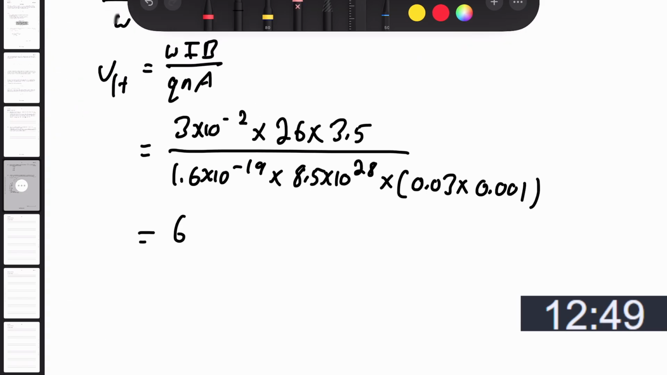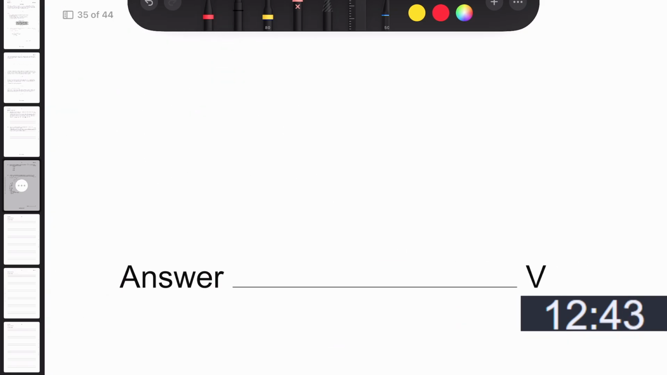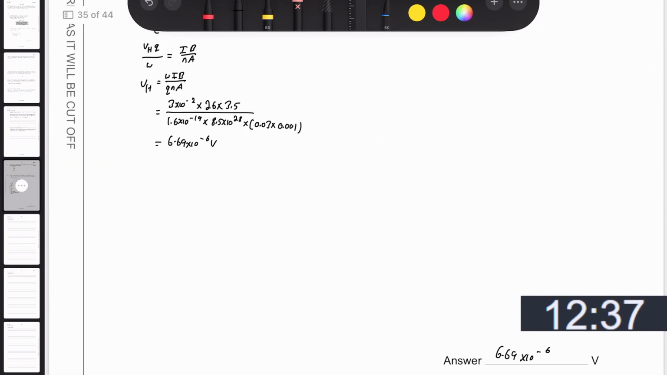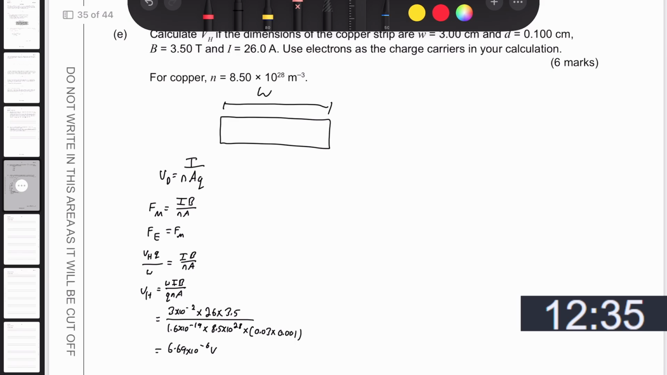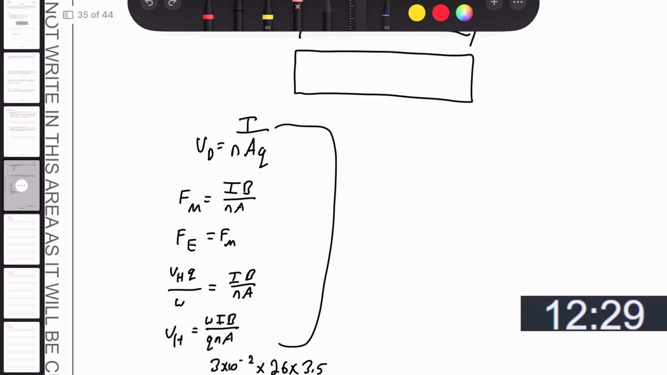I'm just going to use it. 6.69 times 10 to negative 6 volts. I'm not sure if that's correct. I feel like I'm not using D correctly. If I didn't use D correctly, I might not include this question, or I might include the marks that I would get normally, like maybe rearranging if I did that correct.